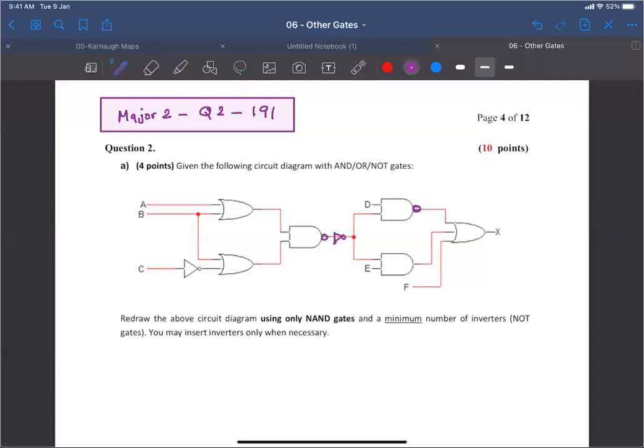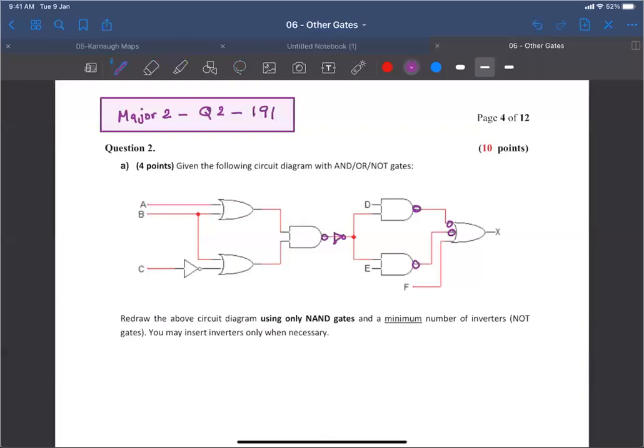So I put a bubble before the OR gate to cancel this bubble, because I want to utilize my inverter here to be the input of the OR gate in order to convert it to NAND gate. Again, same thing here. All right, so AND gates are all converted to NAND gates now.